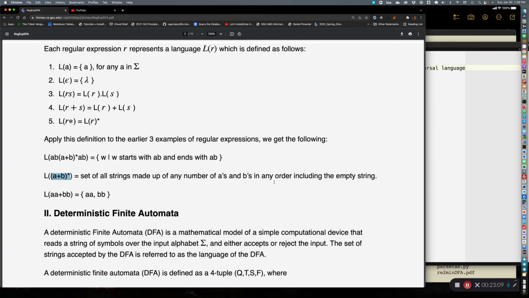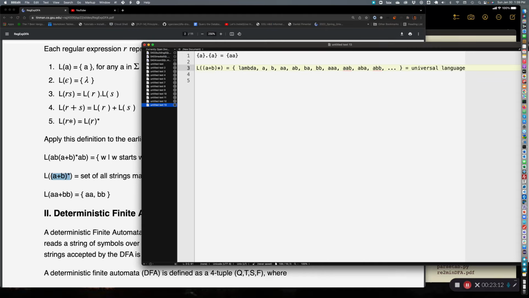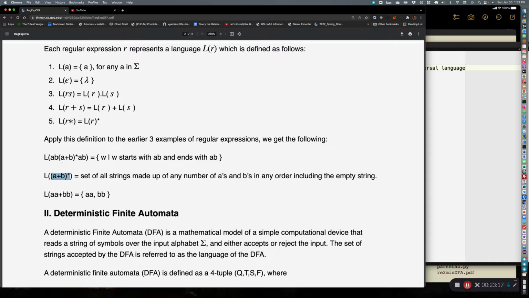It is the set of all strings made up of A's and B's in any order, including the empty string. This lambda is the empty string there. Let's look at the first one. The first one does contain the universal language in the middle, but it also has two pieces, one before and one after. Those two pieces force certain letters at the beginning and at the end of the strings. In particular, it forces AB at the front of the string and AB at the end. In between, you can have anything, because (A+B)* is a universal language, including the empty string. And that's what is described here.